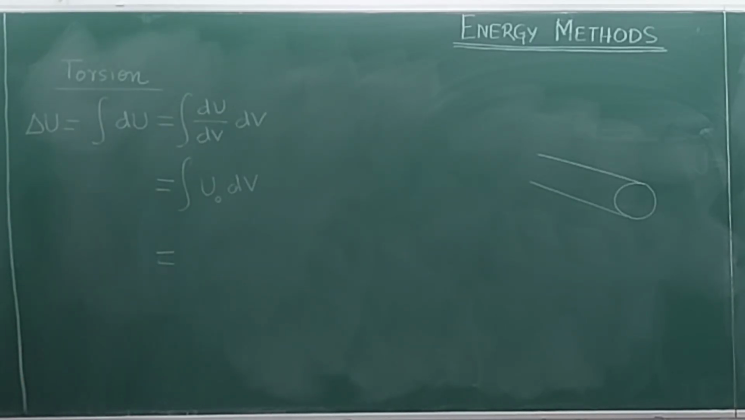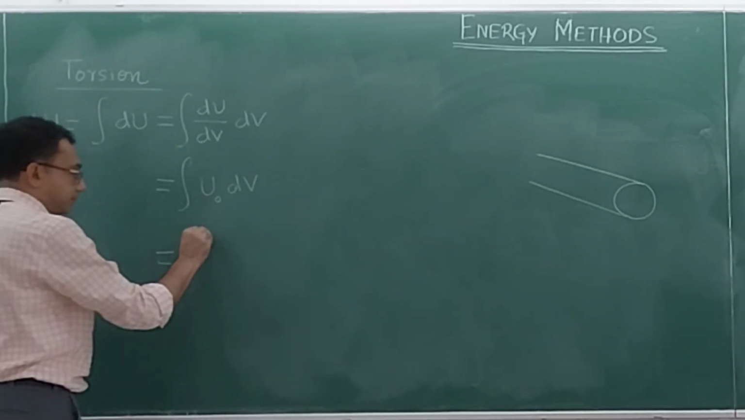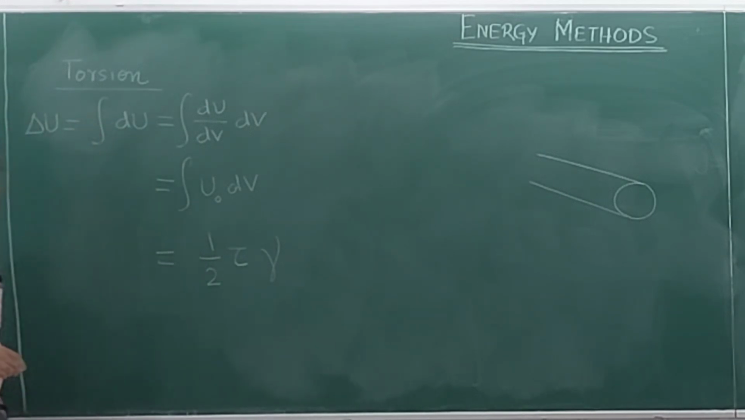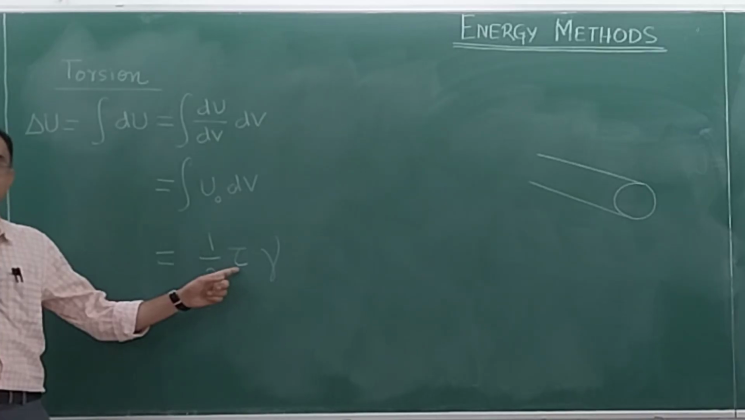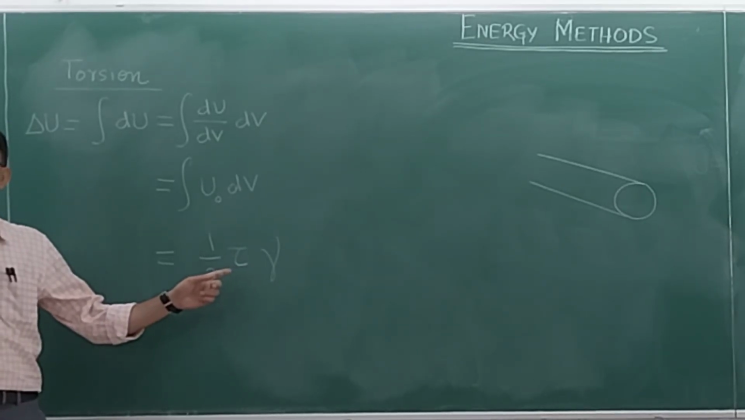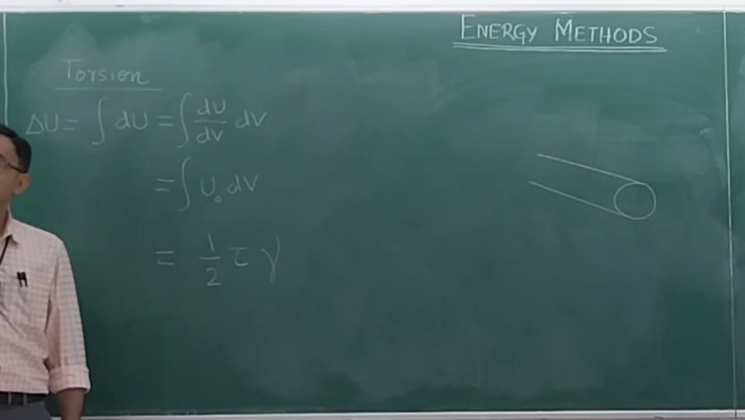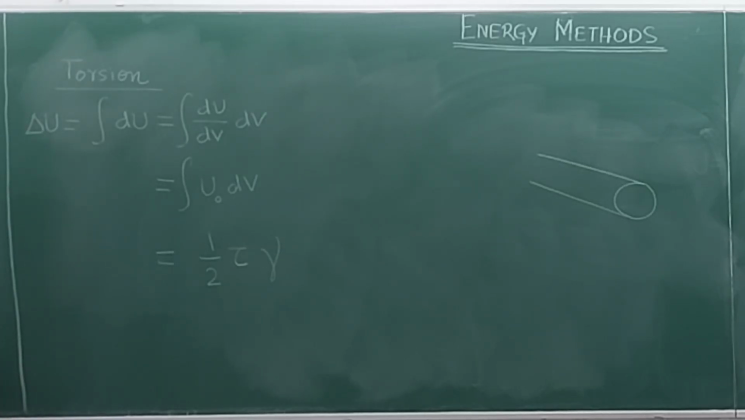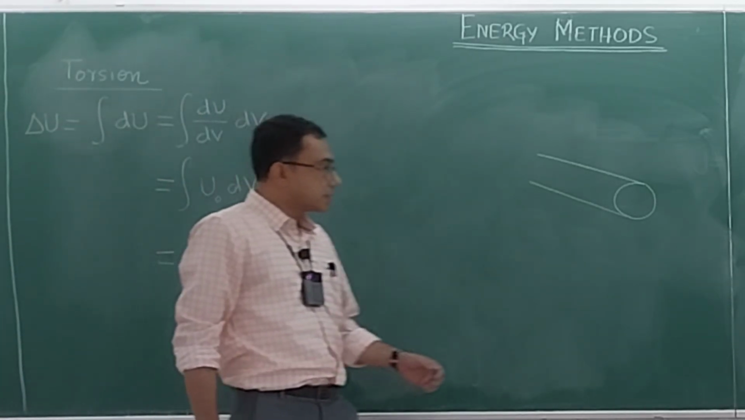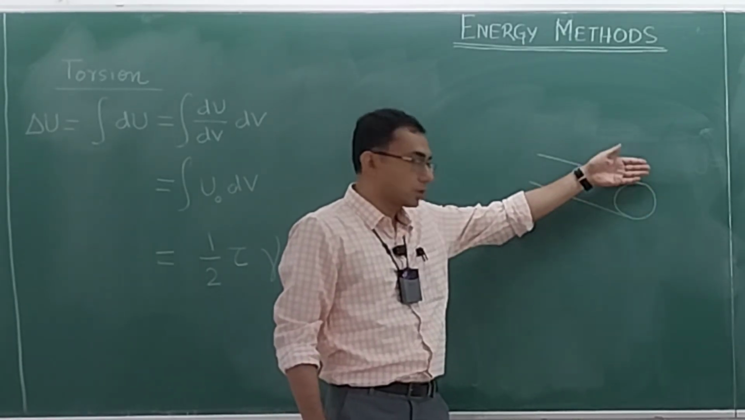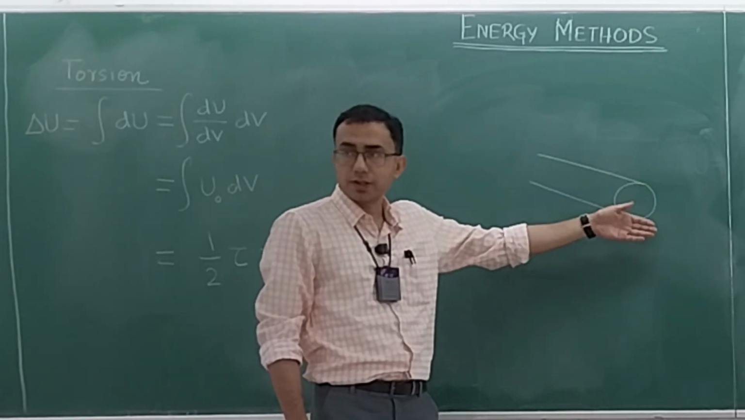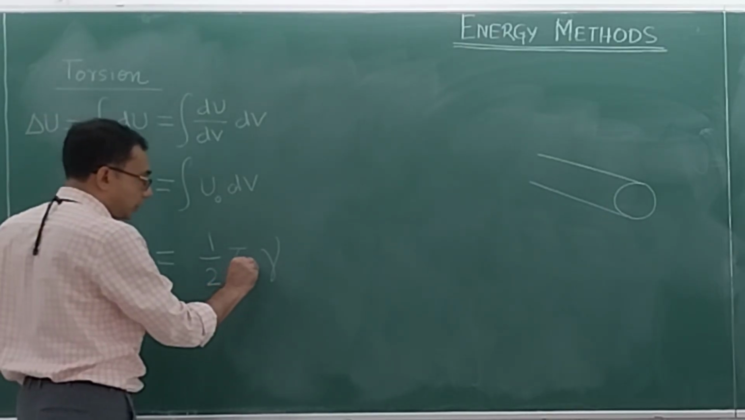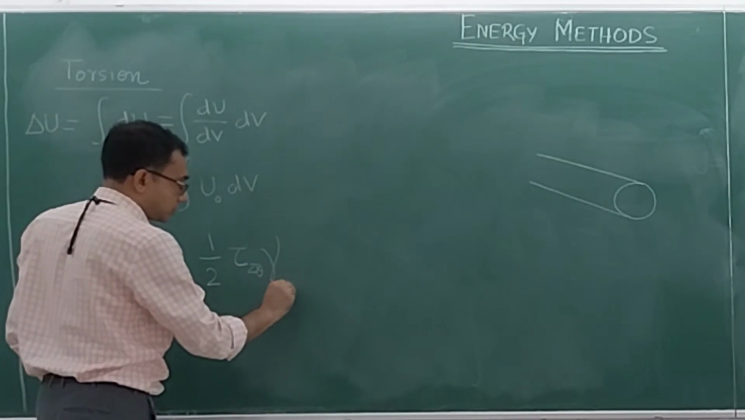This u naught I will write in terms of the shear, and there will be a gamma, tau into gamma. But tell me, what should be the appropriate subscripts here? Go back to the torsion chapter and tell me. So we are considering the shear stresses which are there on this cross section. Okay, on this flat cross section. It will be tau z theta. If you don't remember, go back to the torsion chapter and revise a little bit. So this is tau z theta.